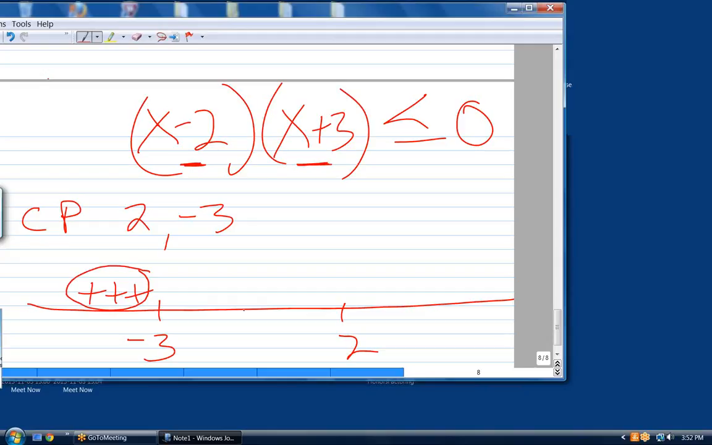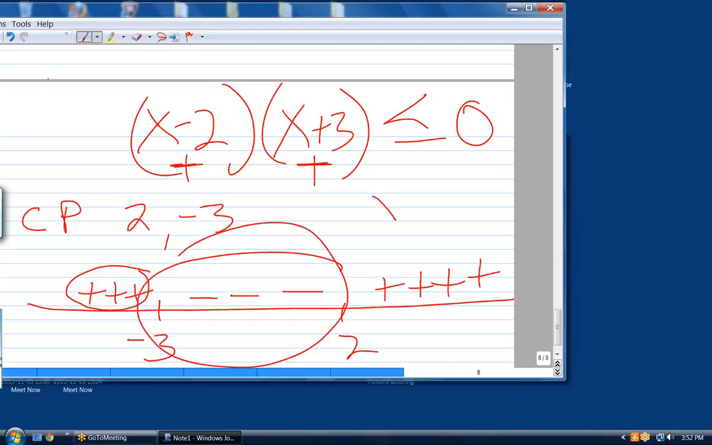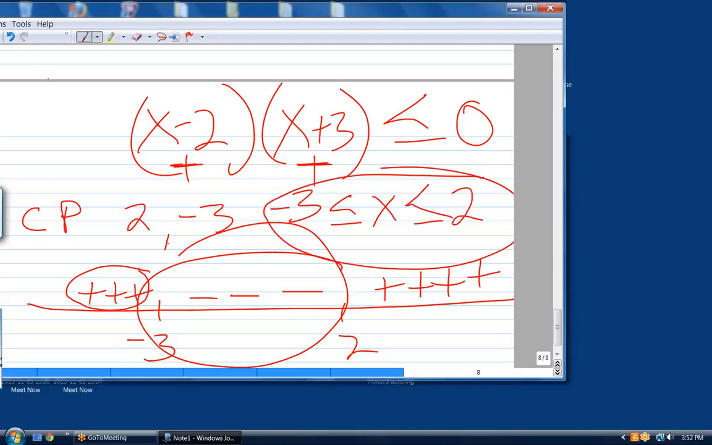Now choose a point in between. 0. Okay, 0 gives you negative here, positive here, that's a negative. We don't need to know the number, we just need to know the sign. Check a point to the right of 2, such as 3, and you get plus plus. So what's my solution to this? X has to be greater than or equal to minus 3 and less than or equal to 2. So that's the way I would solve an inequality involving a quadratic.